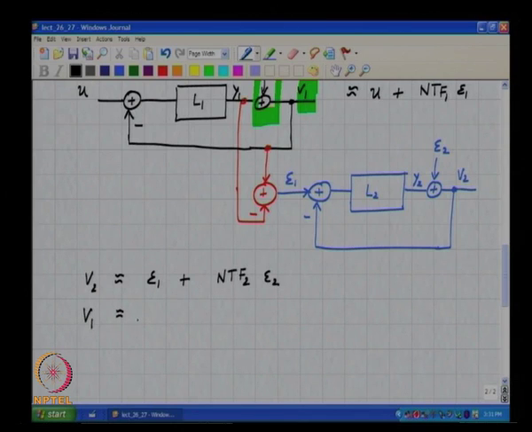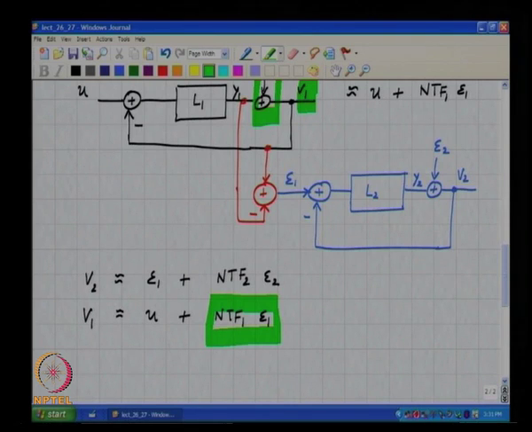is E1 plus NTF2 into E2, and V1 is U plus NTF1 into E1. And what are we trying to get rid of? We are trying to get rid of NTF times E1 to the extent possible. Okay. So, what should you do? I mean, what do you suggest that I do? I have V1 and V2, right?